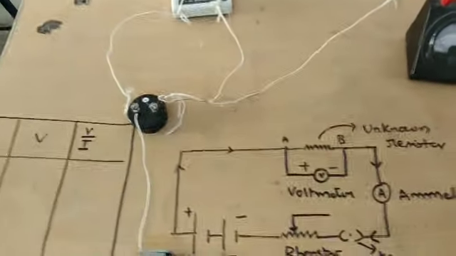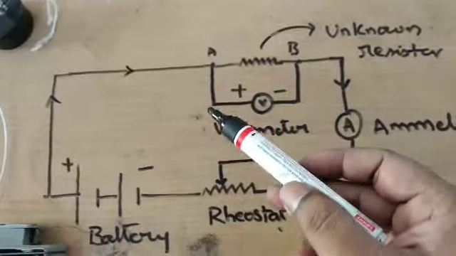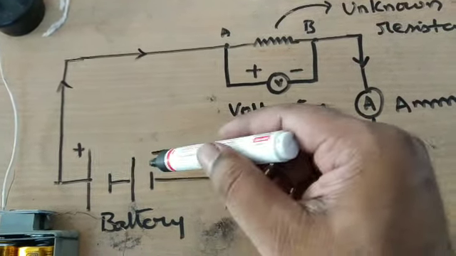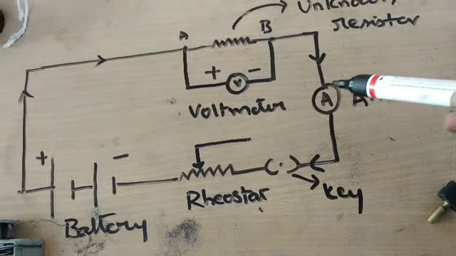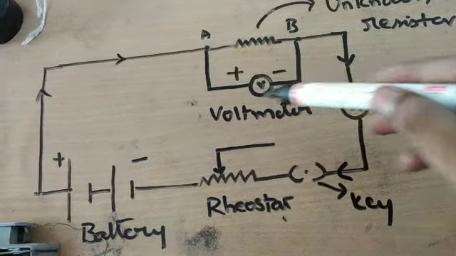Now let us try to learn how to experimentally determine Ohm's law. Now this is the circuit showing Ohm's law. We have the battery consisting of two cells of 1.4 volt each. Then we have a rheostat, a switch key, an ammeter, an unknown resistor, and a voltmeter connected in parallel to it.